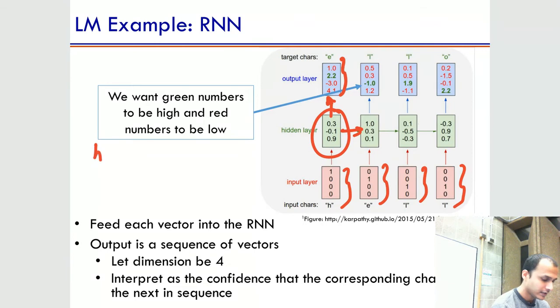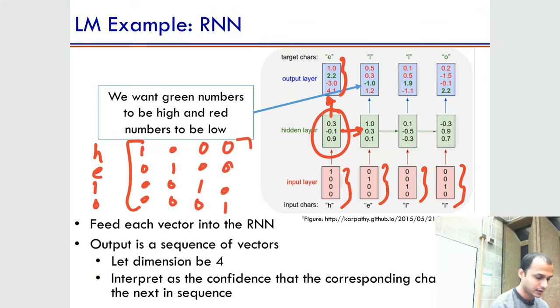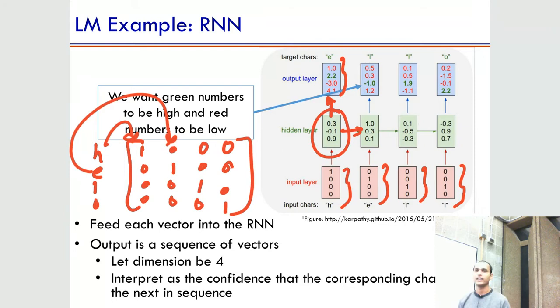So think of HELO as 1000, 0100, 0010, and 0001. This is the one-hot encoding for HELO. So this is H, this is E, and so on. For the first output, H should predict E, so the second coordinate should be higher. That's what I want. I want to set the weights of this neural network such that the second coordinate is highest.